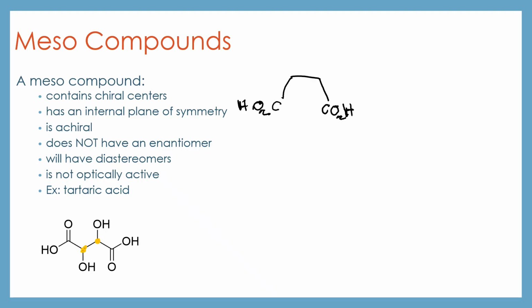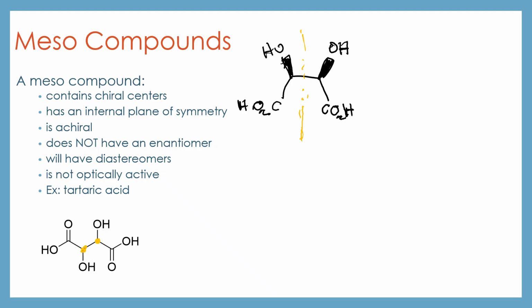And I'm going to draw the oxygens going in the same direction. So this is the version of tartaric acid that would not have an enantiomer. This is the meso version of tartaric acid. So it has a mirror plane running right through the middle that prevents this molecule from being chiral and also prevents it from having an enantiomer.